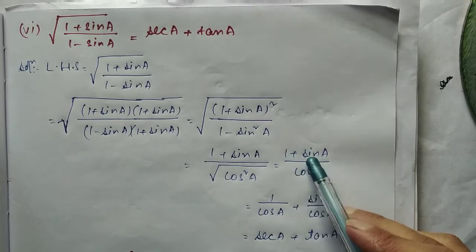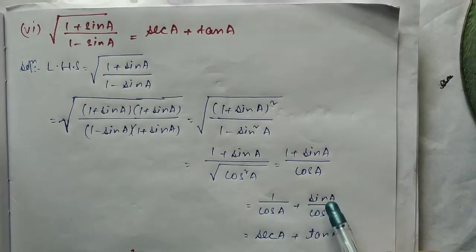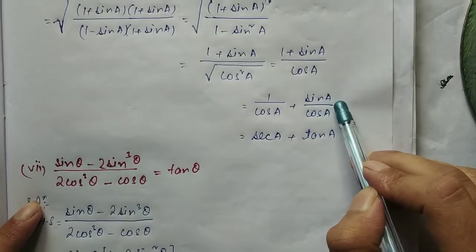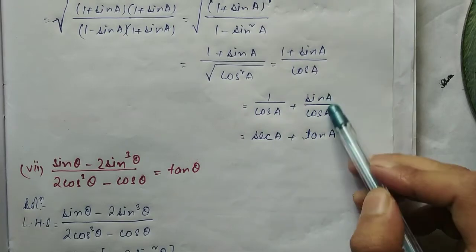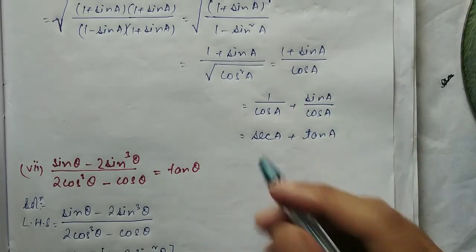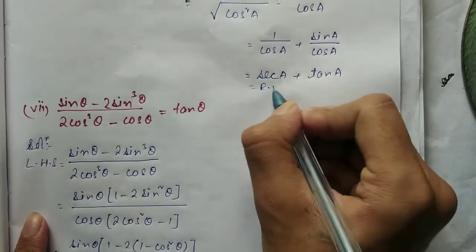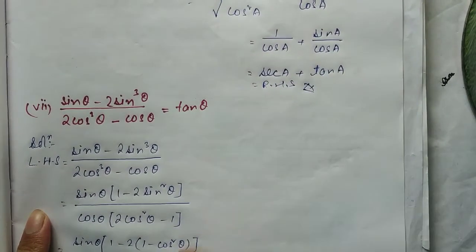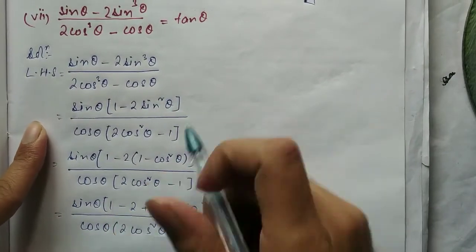So ultimately we separate the numerator, we get 1 by cos a plus sin a by cos a. So 1 by cos a becomes sec a and sin a by cos a becomes tan a, which is equal to our right hand side, and hence we are done with the proof. And the next one is also very simple.